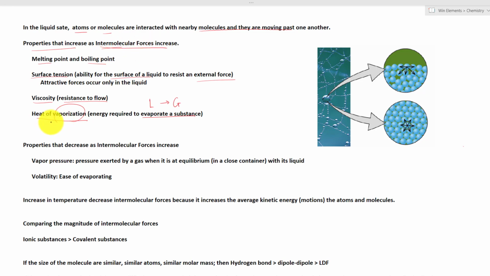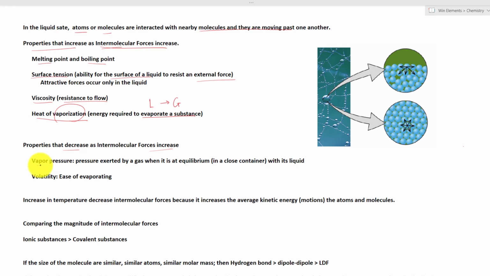So once you memorize these facts, again, there are a lot of questions that can be asked about this specific topic. The hardest part is to memorize these little basic things and apply them in different situations. And that's the hardest part as you are trying to solve the later problems. So these properties increase as we increase intermolecular force. But there are other properties that decrease as we increase intermolecular force.